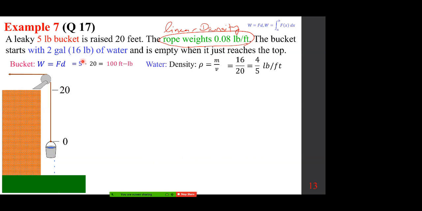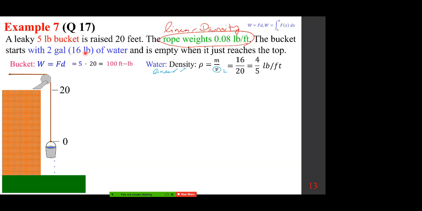And again, we are looking at linear. So you really want to think about this as L, and this is the linear density, up and down. Which means every foot, we have 4/5 of a pound, 0.8 pound of water. If you multiply 0.8 by 20, you have total of 16 pounds. So please understand this times 20 feet gives us the total weight of 16 pounds.